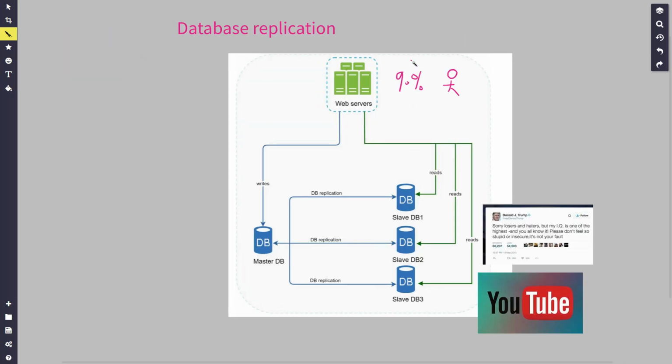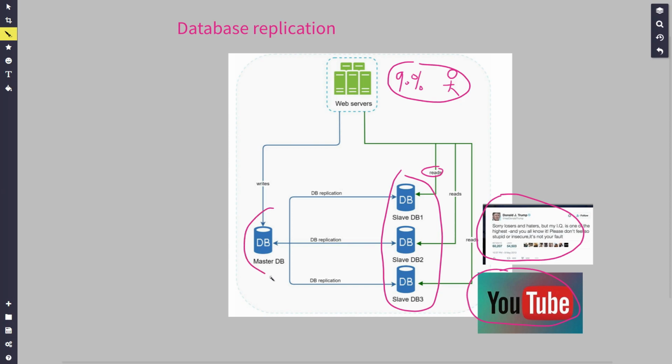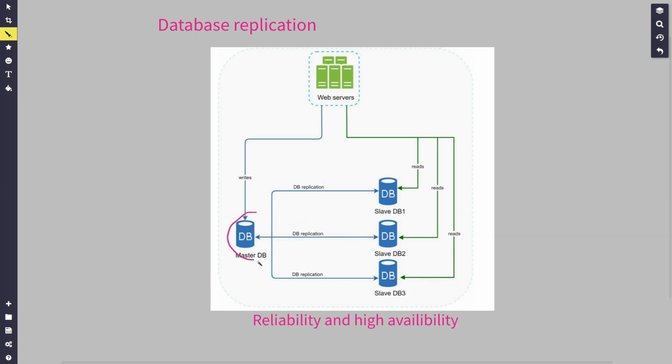In terms of the downstream of web servers, we need to deal with the database. Think about the use case where most of the users are just watching YouTube videos or reading blogs. So they actually perform the read operations on the replica of the database instead of touching the master database. If the master database goes down, you can actually promote one of the slave databases to be the master database, which enhances reliability and high availability.